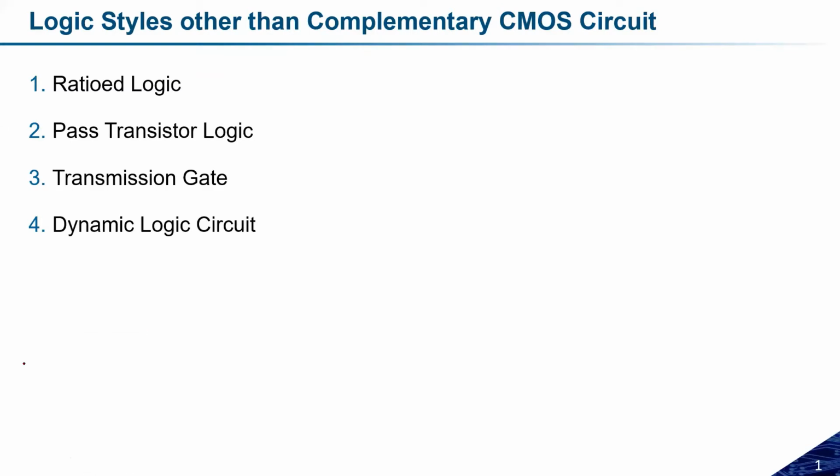Out of these four, the first, second, and third are the static logic designs. These three are the static logic circuits, and the fourth one is dynamic. What is the difference between static and dynamic? I will tell you when I explain the dynamic logic circuit. But for now, I will explain the ratioed, pass transistor and the transmission gate ones.